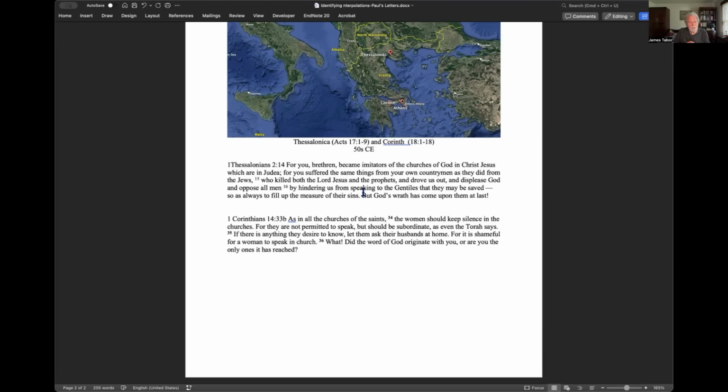If you read the context before and after, it looks to me like it's seamless. One of the things interpolators do is they find a little space that they can wedge something in. As I read, chapter 2 doesn't seem to have that at all, before and after. And I think Paul would say this. If you trust the account in the book of Acts, Acts 17, his Jewish enemies are after him and they want to kill him. So this is not an anti-Semitic statement.